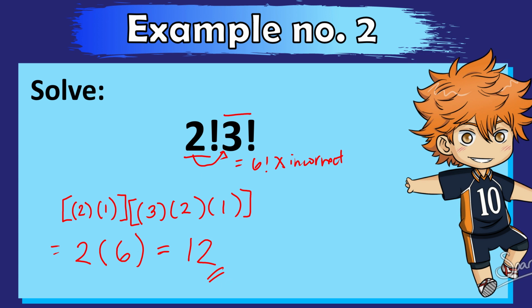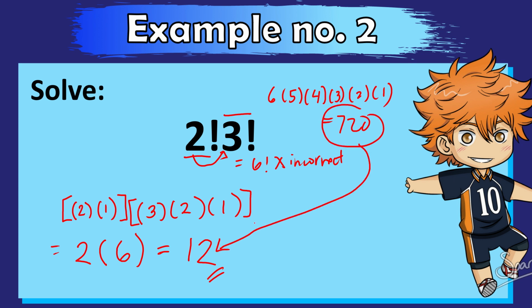O, nakita nyo yung difference? Yung 2 factorial times 3 factorial daw ay equal sa 12. Kung ginawa nyo 2 times 3, so 6 factorial, di ba si 6 factorial ay 6 times 5 times 4 times 3 times 2 times 1. And 6 factorial is equal to 720, di ba? Hindi sila magkapareha. So, ito ay mali. Ang tamang answer po is just 12.